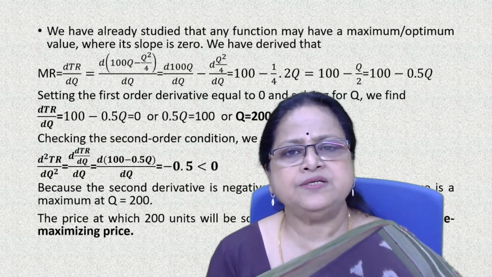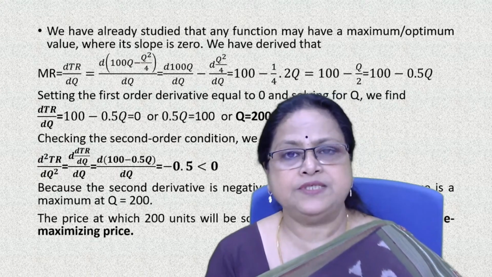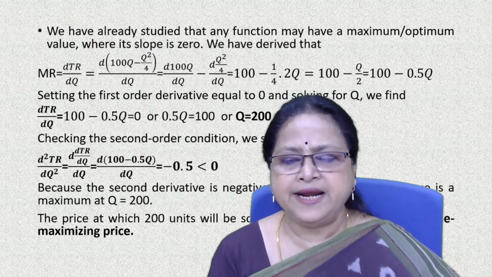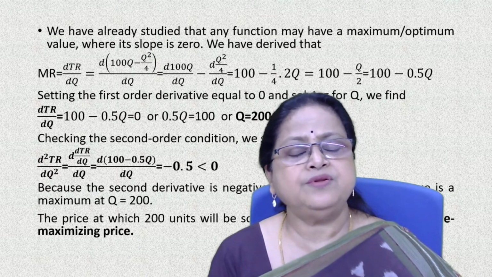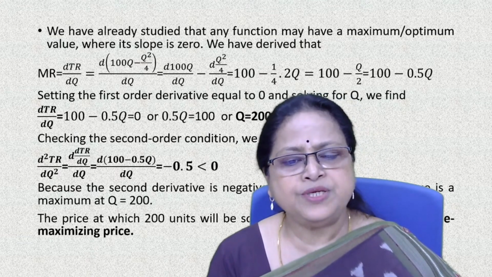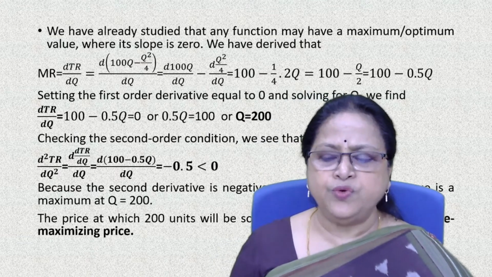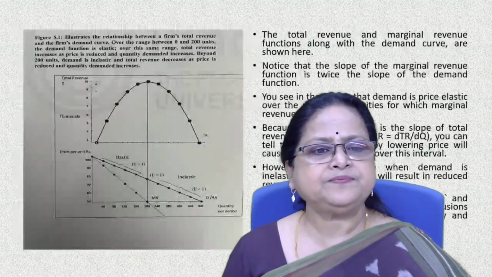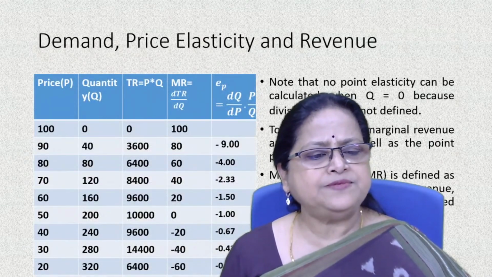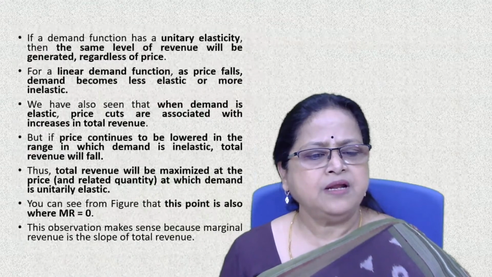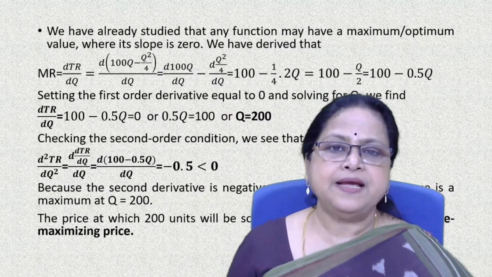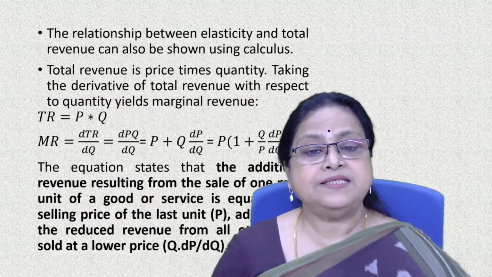Now here the result is minus 0.5, which is less than 0. That is negative. So because the second order derivative is negative, we know that total revenue is a maximum at Q is equal to 200. So the price at which 200 units will be sold is rupees 50. Here, 200 units will be sold at rupees 50, left hand side. So this is the revenue maximizing price. This is known as the revenue maximizing price.